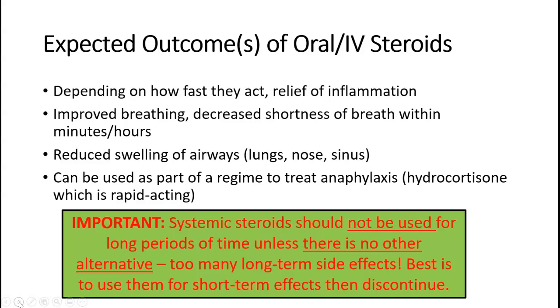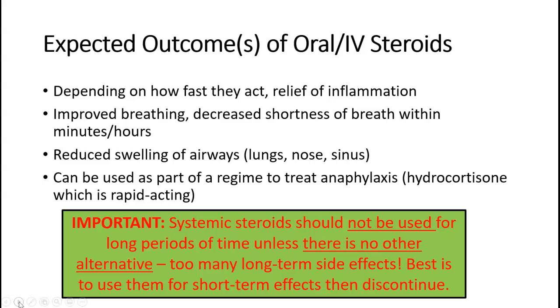Oral or IV steroids can actually be used as part of a regimen to treat anaphylaxis. And the one that I put on here is hydrocortisone. It is not one of your prototypes, but it happens to be probably the drug that we give the most for anaphylaxis because it's rapid acting. It works right away. So again, I just want to stress that systemic steroids should not be used for longer periods of time unless there's no other alternative.